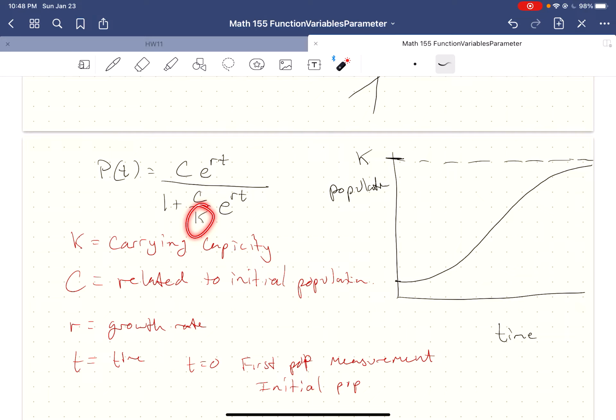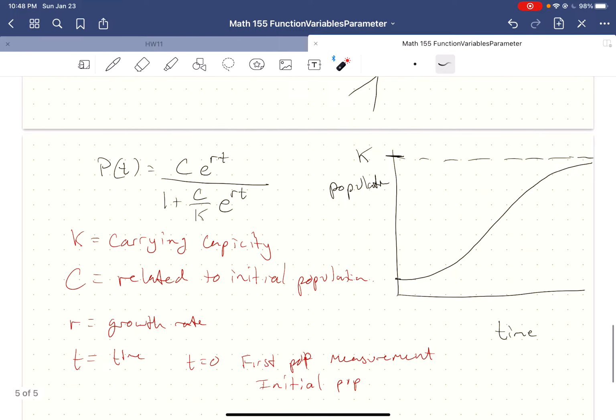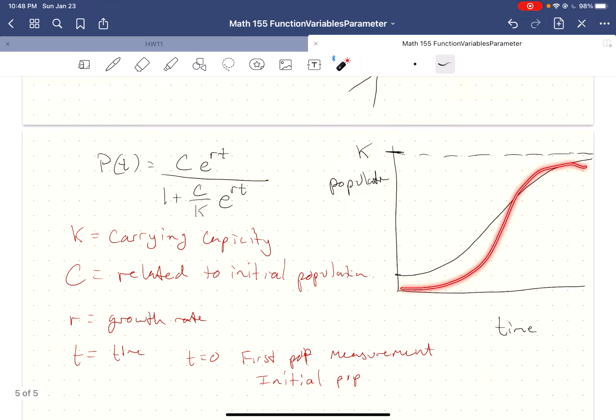And for different carrying capacities and different growth rates and different c's, you can get a lot of different looking curves. There'll be a similar lazy S shape, but again, as we vary different parameters, the curves have similar shapes, but they just change where exactly they're at.